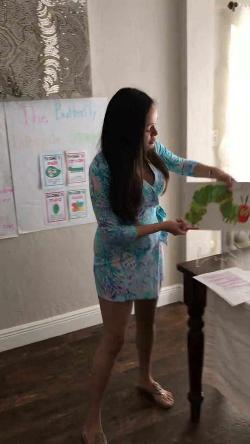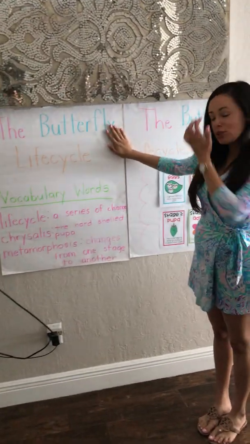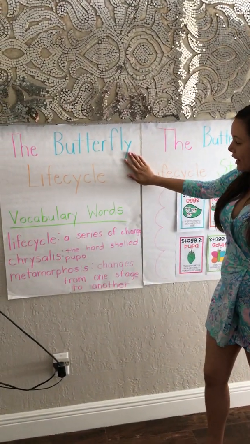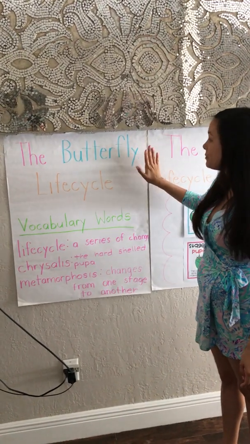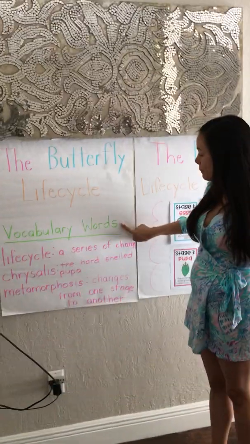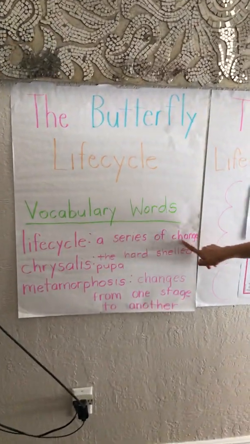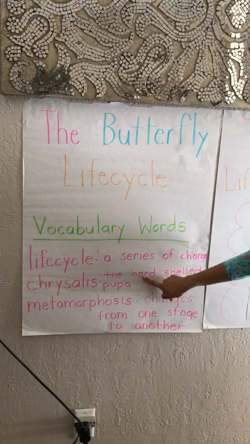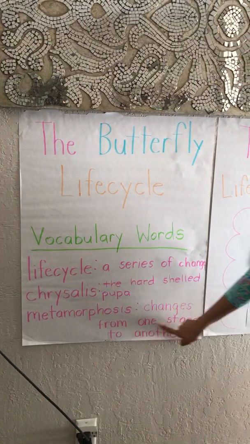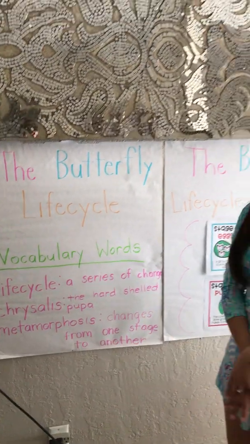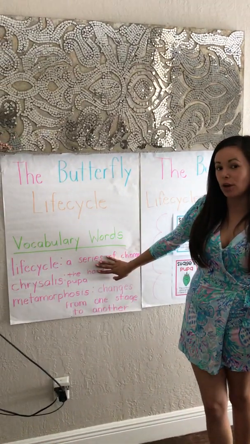So after reading the story, I would go ahead and introduce our vocabulary words to our students. So this is an anchor chart that I would have made in my classroom, and this would be pre-made before starting the lesson. And this is the butterfly life cycle vocabulary words. I would introduce life cycle, a series of change, chrysalis, the hard-shelled pupa, and metamorphosis, changes from one stage to another. We would together repeat what I'm saying, so I could use that ELL strategy of repetition.